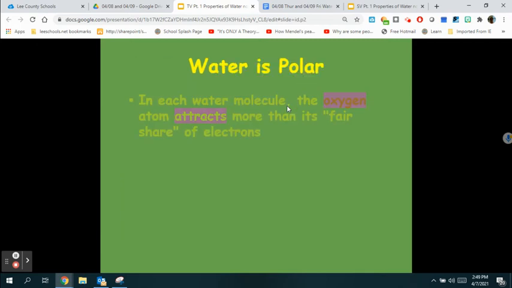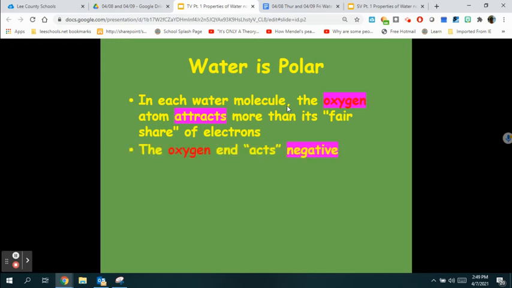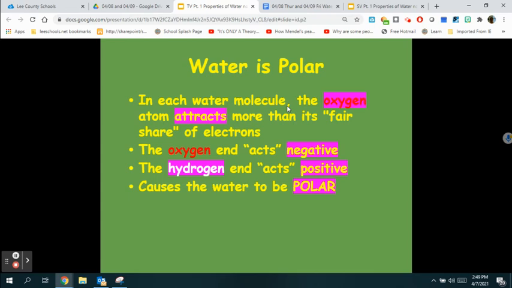Water is polar. In each water molecule, the oxygen atom attracts more than its fair share of electrons. The oxygen end acts negative because it gets more electrons. The hydrogen end acts positive because it loses an electron. This causes the water to be polar.